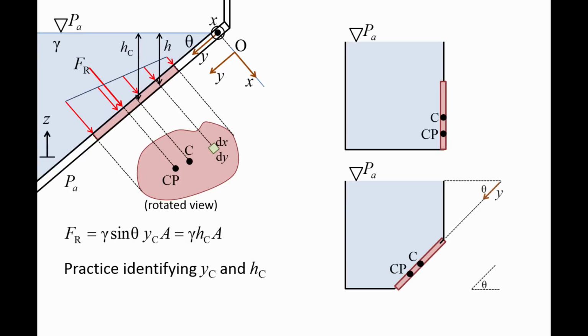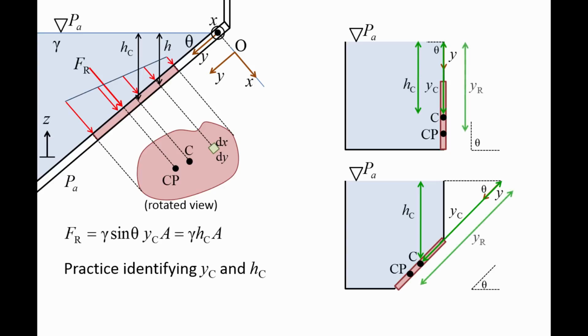If the wall is oriented at an angle less than 90 degrees relative to the free surface, hc will be shorter than yc. If the wall is vertical and theta is 90 degrees, hc and yc will be the same distance, and in both cases the distance yr will be greater than yc.